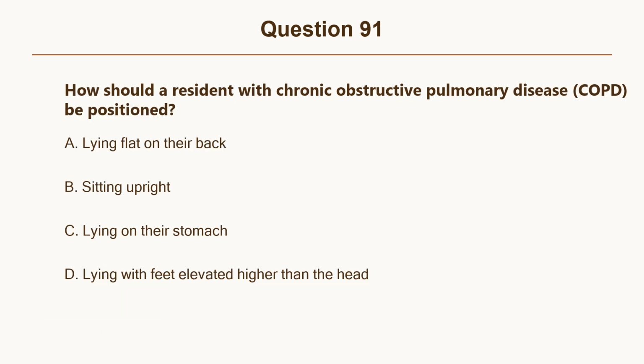Question 91. How should a resident with chronic obstructive pulmonary disease, COPD, be positioned? Option A, lying flat on their back. Option B, sitting upright. Option C, lying on their stomach. Option D, lying with feet elevated higher than the head. The correct answer is option B, sitting upright.